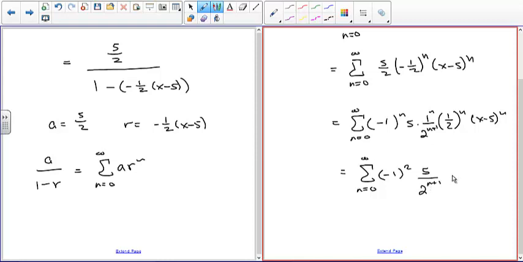I think I messed up. I put this on here. Didn't need to put that. That's combined. So we get -1 to the n over 2 to the n plus 1, okay, times x minus 5 to the n. And that's the final answer.